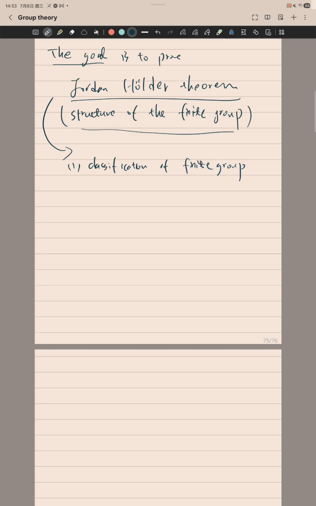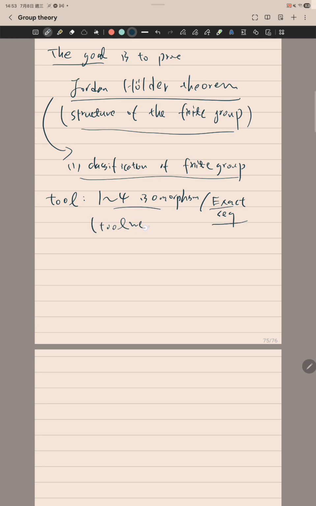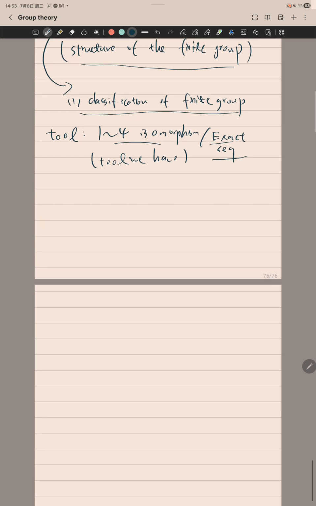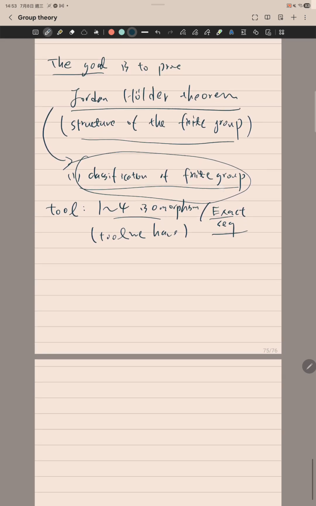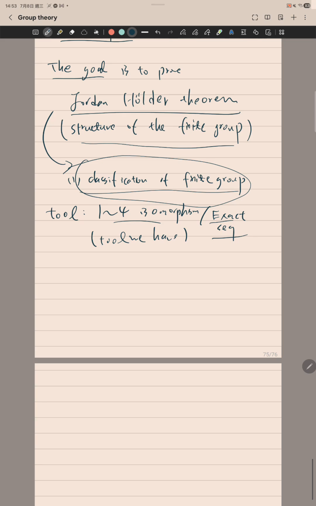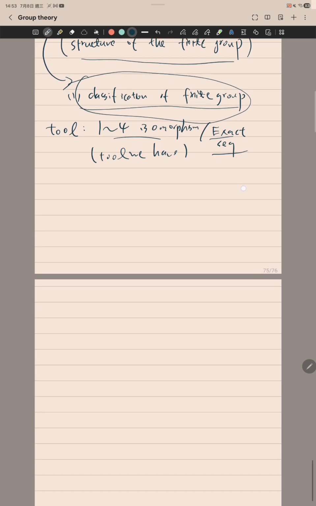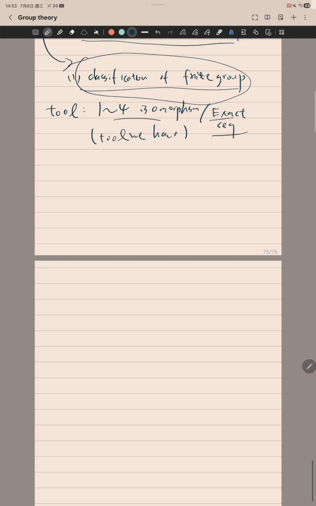But in order to do this, we need to prepare lots of small facts, and we combine everything, right? So now the tool we have is the 1 to 4 isomorphism theorem, and then we have this exact sequence. So you can view these as the tools we have. It's not so specific, but after that we will talk about group actions, which will give you something more specific. But Jordan-Holder is a very large, very general result, and it's highly non-trivial.